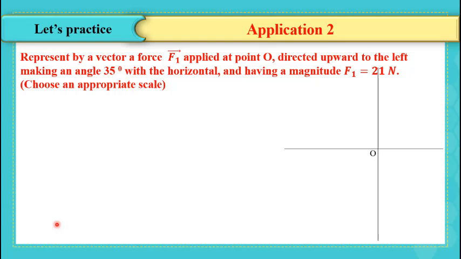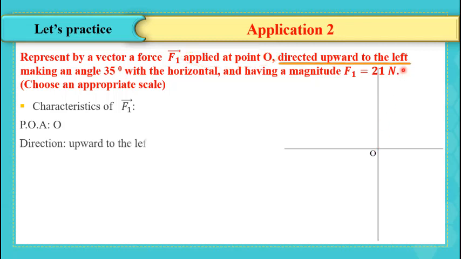From the given, the force F1 is characterized by its point of application, which is the point O. This is the point where we are going to start drawing the vector from it. Also, the direction is upward to the left. Then, focusing on this figure, since the direction is upward to the left, then we are going to draw the force vector in this quadrant. We will stress our work on this quadrant.